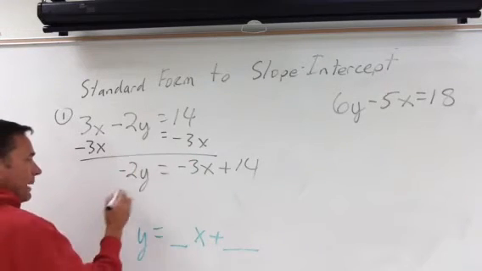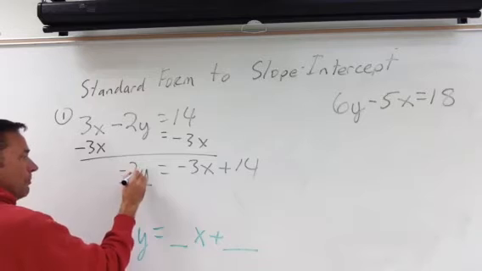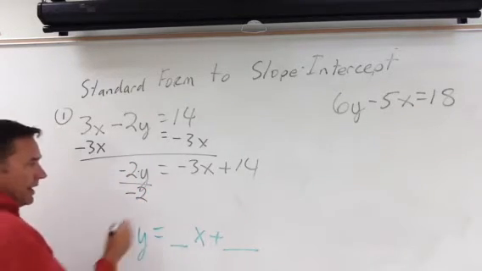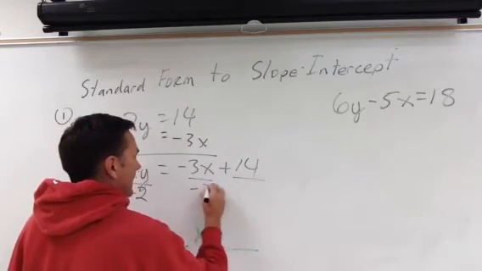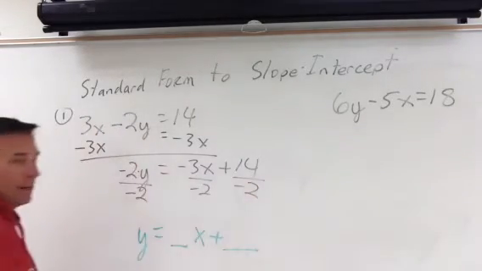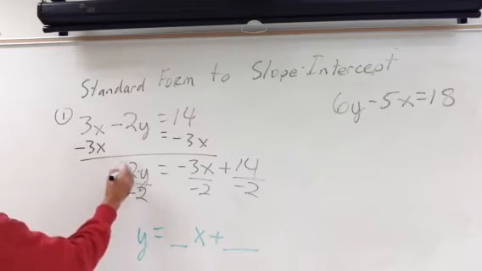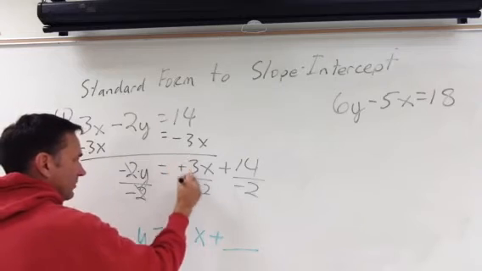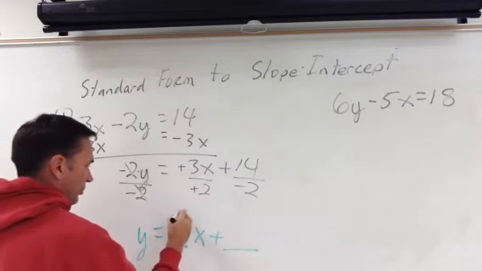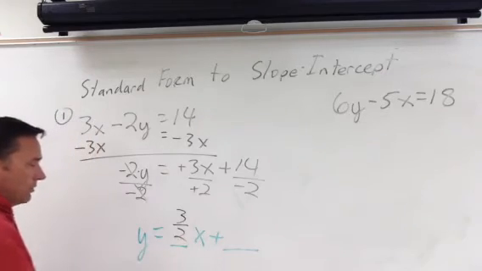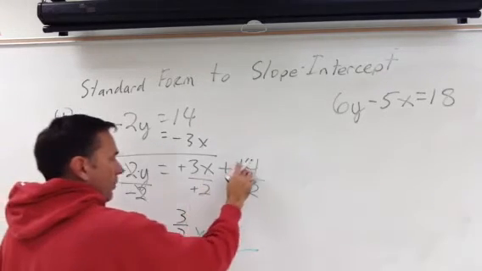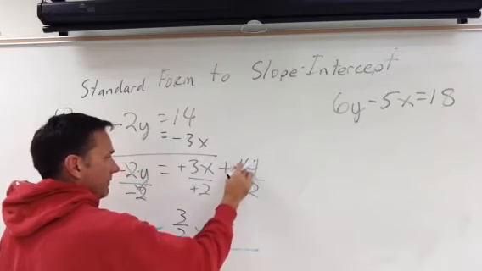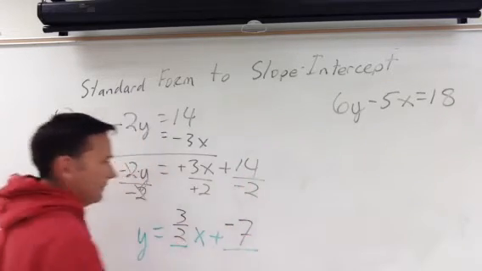Now I want to get these y's by itself. The negative 2 is multiplying the y, so in order to get rid of it, we need to divide by negative 2 there, which means we also have to divide by negative 2 on everything else. Here the negative 2's cancel. Negative 3 over negative 2. The negatives cancel, but we can't reduce 3 over 2. Leave it as 3 over 2x. 14 over negative 2, positive over negative is a negative number, and 14 divided by 2 is 7.